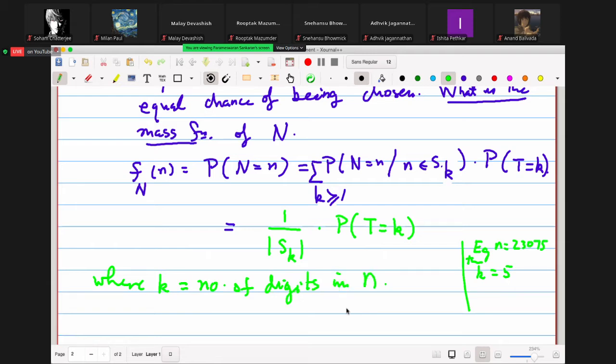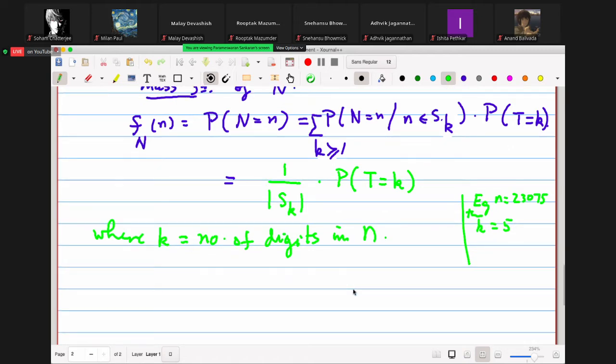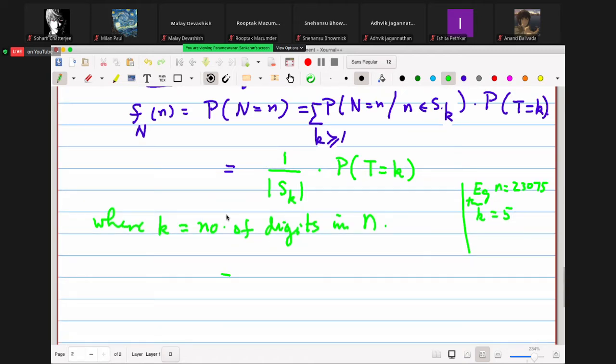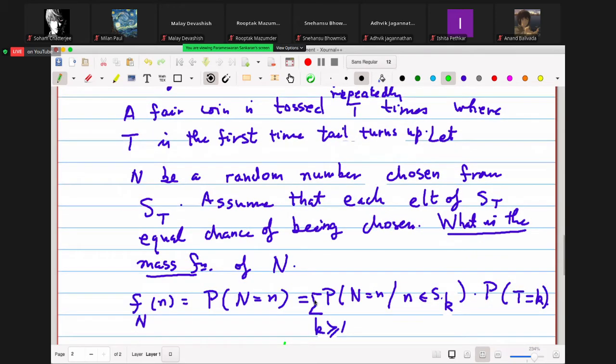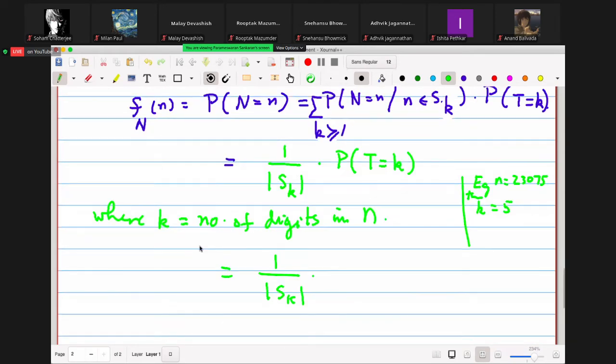And this can be computed. So to continue, this is 1 by the cardinality of S_k times the probability that T is equal to k. It's an unbiased, fair coin, so it's a very simple matter to compute the probability of T equals k. The first k minus 1 tosses should have resulted in head, so 1 by 2 power k minus 1, times the next time it must be a tail, so 1 by 2. So in all, it is 1 by 2 power k.